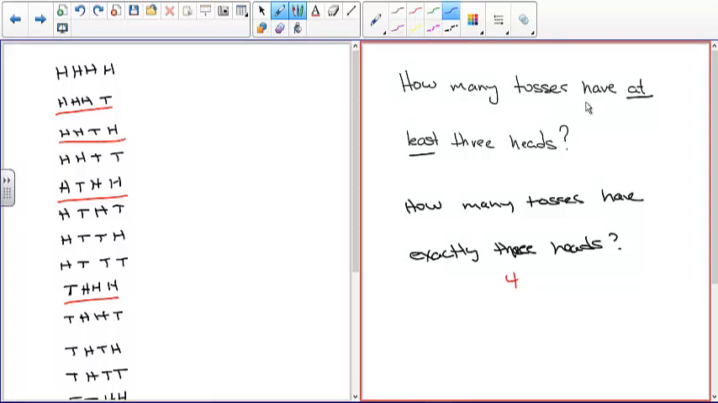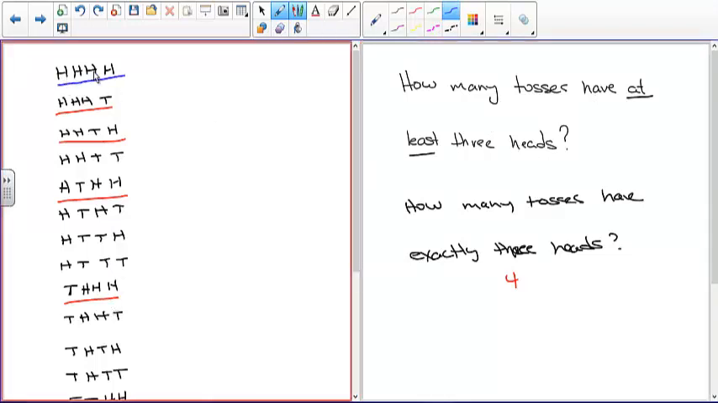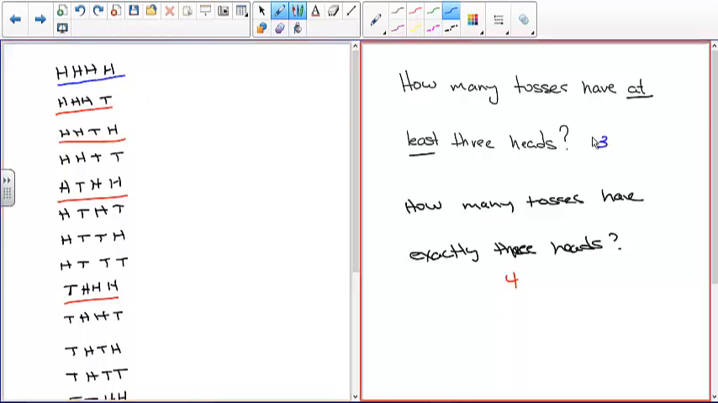How many have at least 3 heads? Well, we add one more to that, because this has at least 3 heads. It actually has 4 heads, but at least means basically 3. How many have greater than or equal to 3? That's kind of the same with a list, at least. So in this case, the answer is 5. There are 5 that have at least 3 heads. There are 4 that have exactly 3 heads.